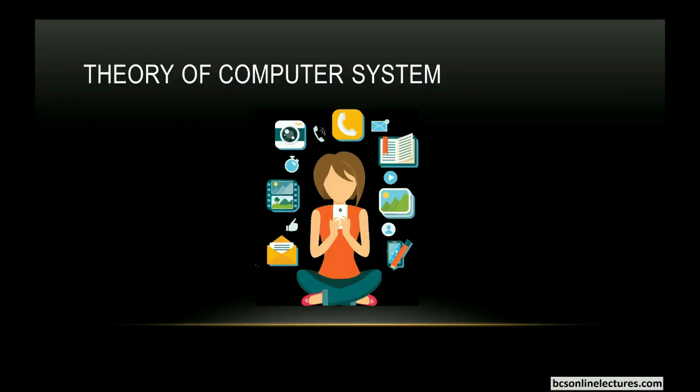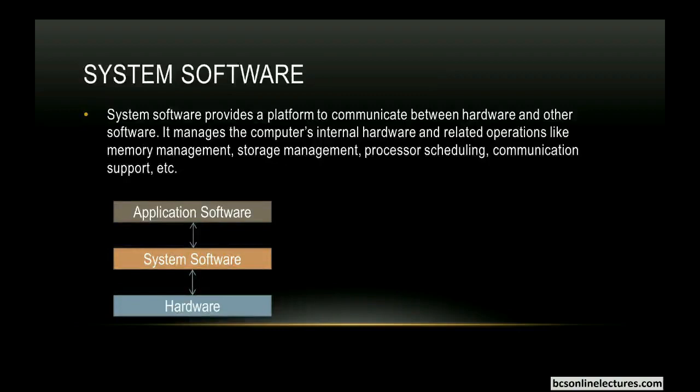The first classification is system software. Let's see what a system software is. System software provides a platform to communicate between hardware and other software. It manages the computer's internal hardware and related operations like memory management, storage management, processor scheduling, communication support, and many other things. System software manages and communicates between hardware and other software. Other software means maybe application software, maybe other system software as well.